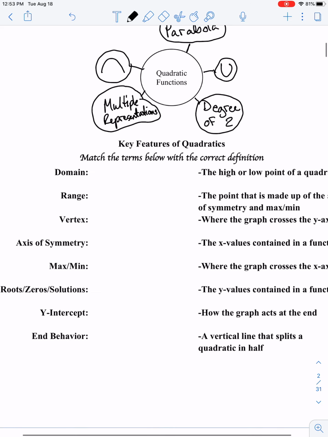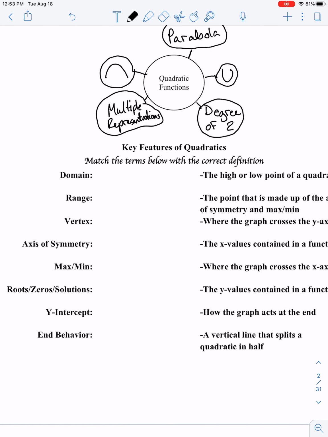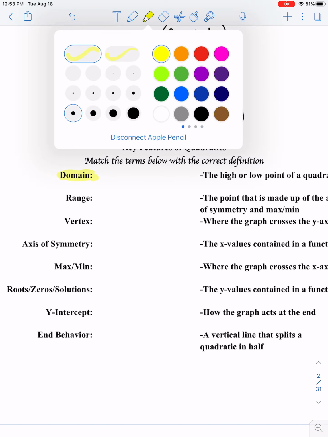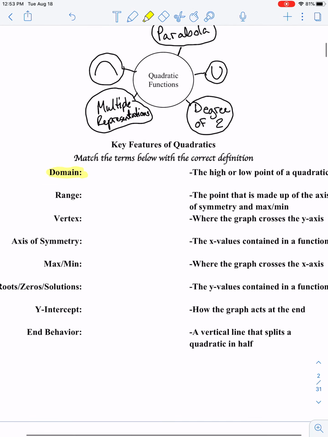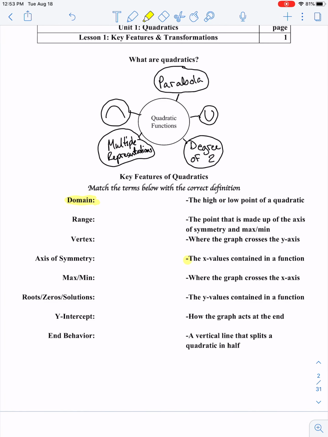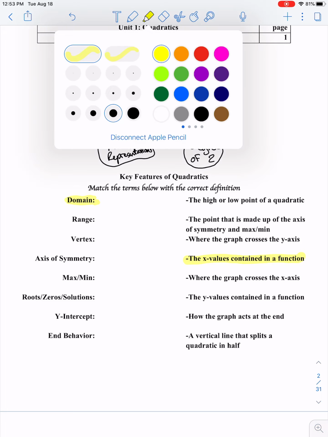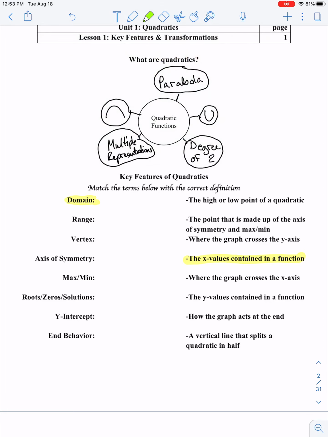Now, defining some key features. The domain is all of the x values contained in a function. The range is the opposite of domain, so it's the y values contained in a function.